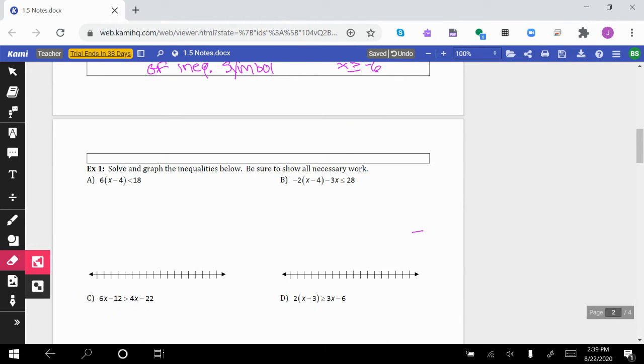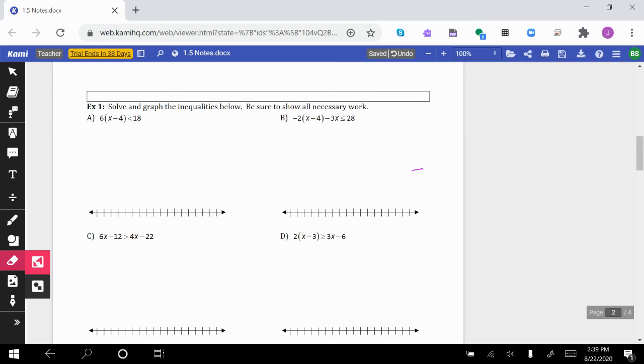Okay, so we have some examples. I'm gonna do the first one for you just to model it, and then I'm gonna ask you to do the rest yourself. So first we have 6 parentheses x minus 4 is less than 18.